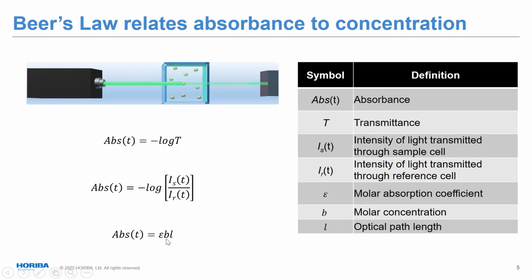L, I wanted to start with L. L is actually going to be your path length. B is going to be your concentration. And then epsilon is going to be the extinction coefficient for your individual particles that you're measuring. So again, very simple and straightforward. You just measure concentration by Beer's law. You measure size with Stokes' law.